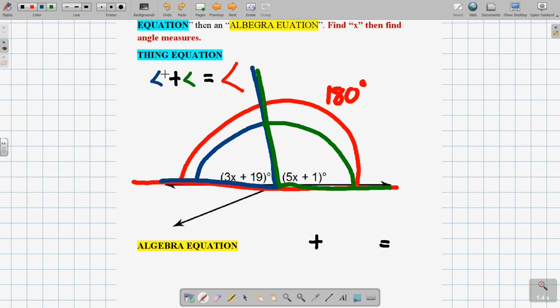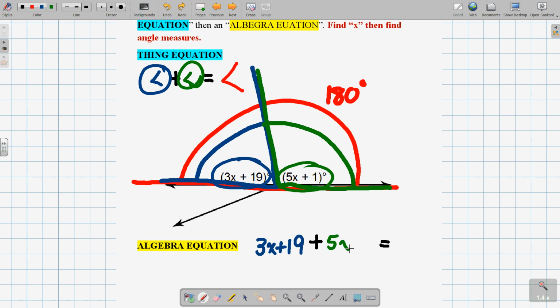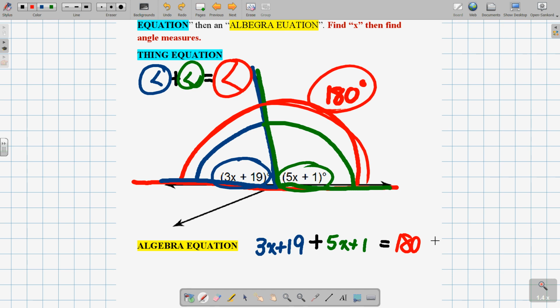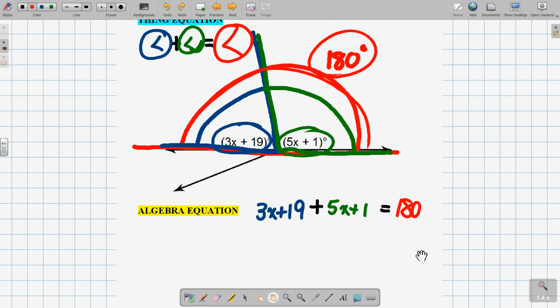Watch. Circle the blue. Circle the blue equation. Plug it in. Circle the green. Circle the green equation. Plug it in. Circle the red. The red sweep is 180. Plug it in. Circle, plug, chug. Now you will solve for x.